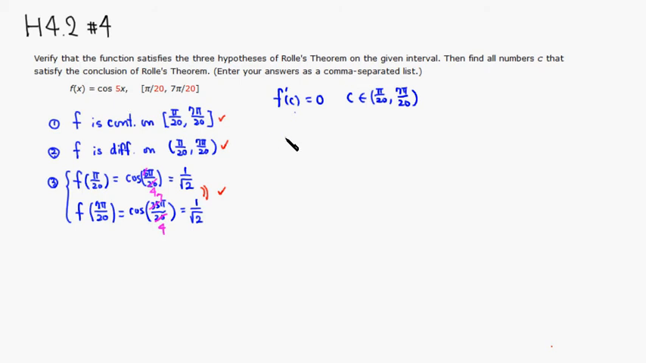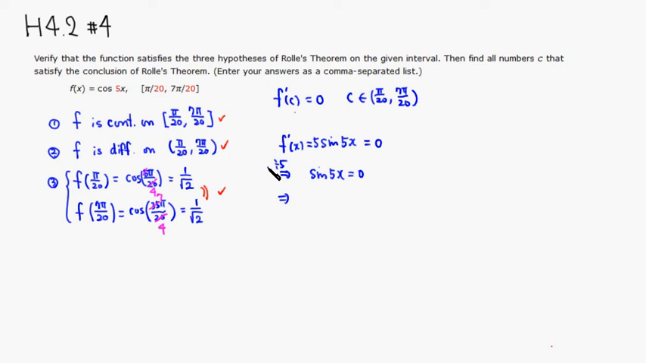So for f prime, we take the derivative of this function. The derivative of cosine is negative sine of 5x, then multiply by the derivative of the inside, just the chain rule, so it's 5. We set that equal to 0, which means we can just divide through by 5, so we want the sine of 5x to be 0. So sine of what angle is equal to 0?